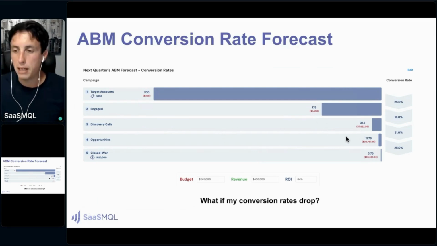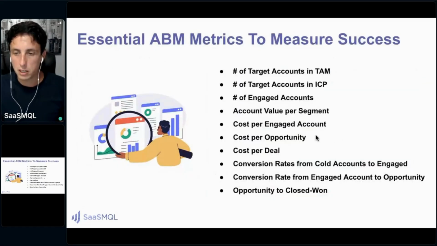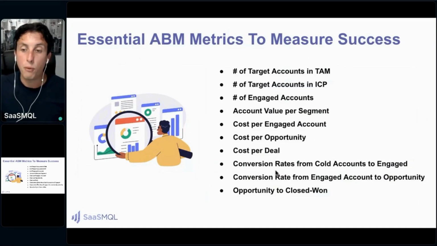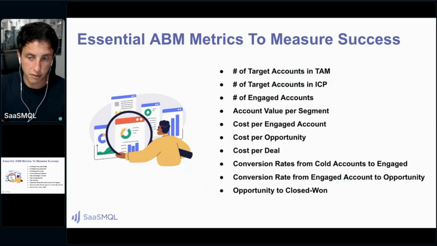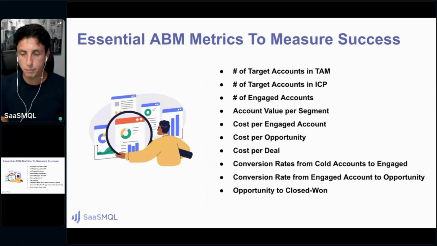But just to give you an idea: can you lower that amount? Of course. But you should know your cost per opportunity, your cost per engaged account, your cost per deal. Those are easy numbers to calculate. And what is your conversion rate from call to engaged, from engaged to opportunity, a discovery call, and then opportunity to closed one? These are important metrics to have in front of you, because then you can plan for future campaigns as well.